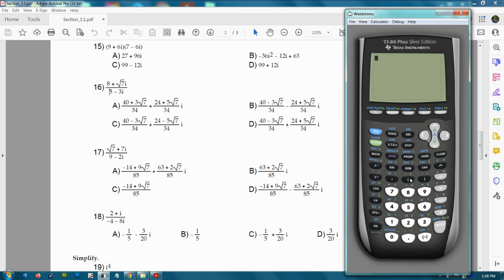Whatever. All that being said, number 16, my numerator. It doesn't show parentheses here, but putting this fraction in the calculator, I've got to use parentheses for the numerator and the denominator.